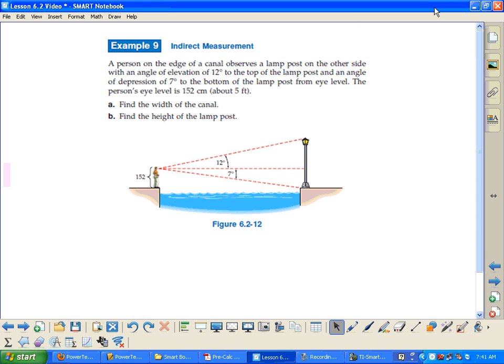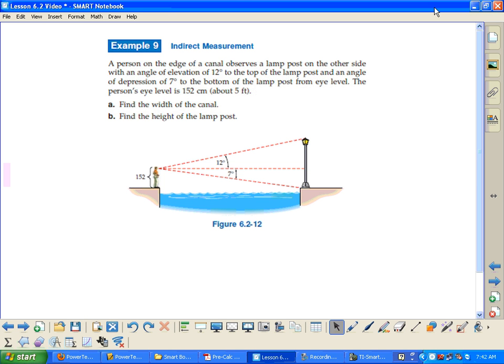Okay, so we're going to do example 9, which also involves indirect measurement. Here it says a person on the edge of a canal observed a lamp post on the other side of it with an angle of elevation of 12 degrees to the top of the lamp post and an angle of depression of 7 degrees to the bottom of the lamp post from eye level. The person's eye level is 152 centimeters.